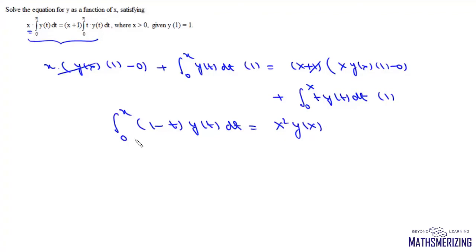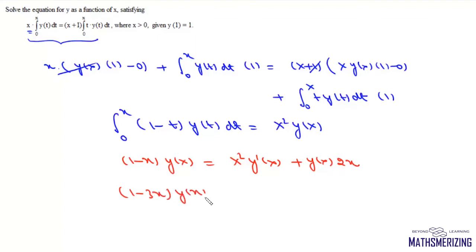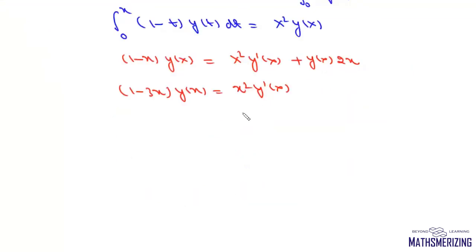Now we'll differentiate this equation again, so we'll get (1 minus x) into y(x), and it'll be x square into y'(x) plus y(x) into 2x. So we'll write this as (1 minus 3x) into y as a function of x, and it will be equal to x square y'(x). Now we can write this as y'(x) upon y(x), and it will be equal to 1 upon x square minus 3 upon x.